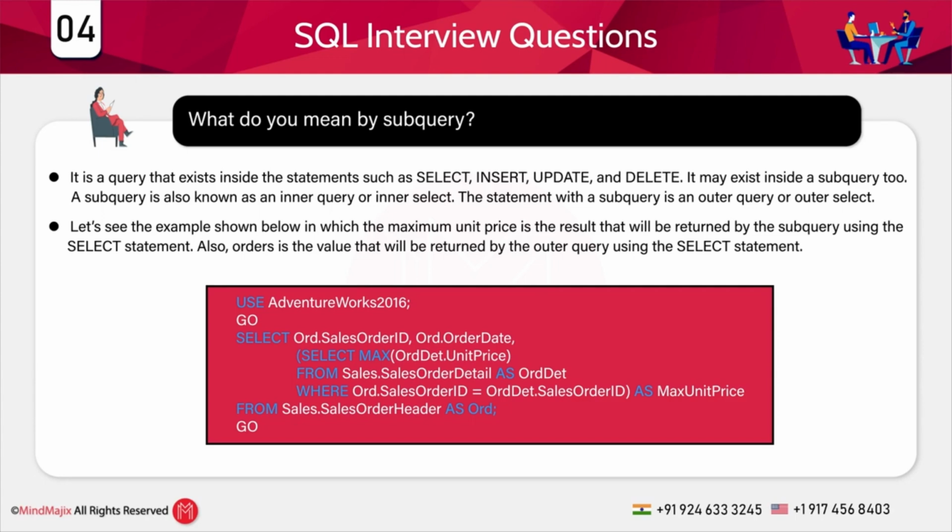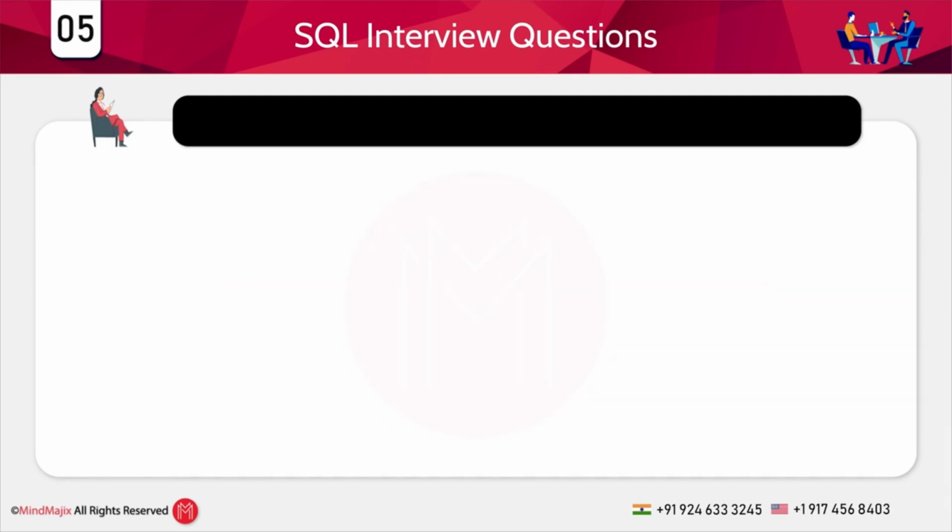And how do you derive the max unit price? So for that, we have written a subquery. Okay, as you can see here, in this round braces, we have written one query. So this is nothing but a subquery. And I hope you are clear with the example over here. And now you have an idea of what exactly is a subquery. So let's move ahead. So the next question is, what is SQL, and mention its uses?